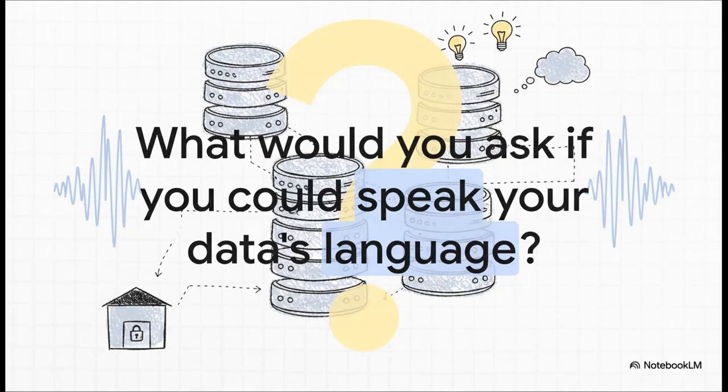So I'm going to leave you with this final thought. Just for a second, forget about the code, forget about the syntax. Just think about the possibilities. If you could ask your company's data any question you wanted, what would you ask? What answers do you think are sitting right there in that digital warehouse, just waiting for someone like you to come along and finally ask the right question?